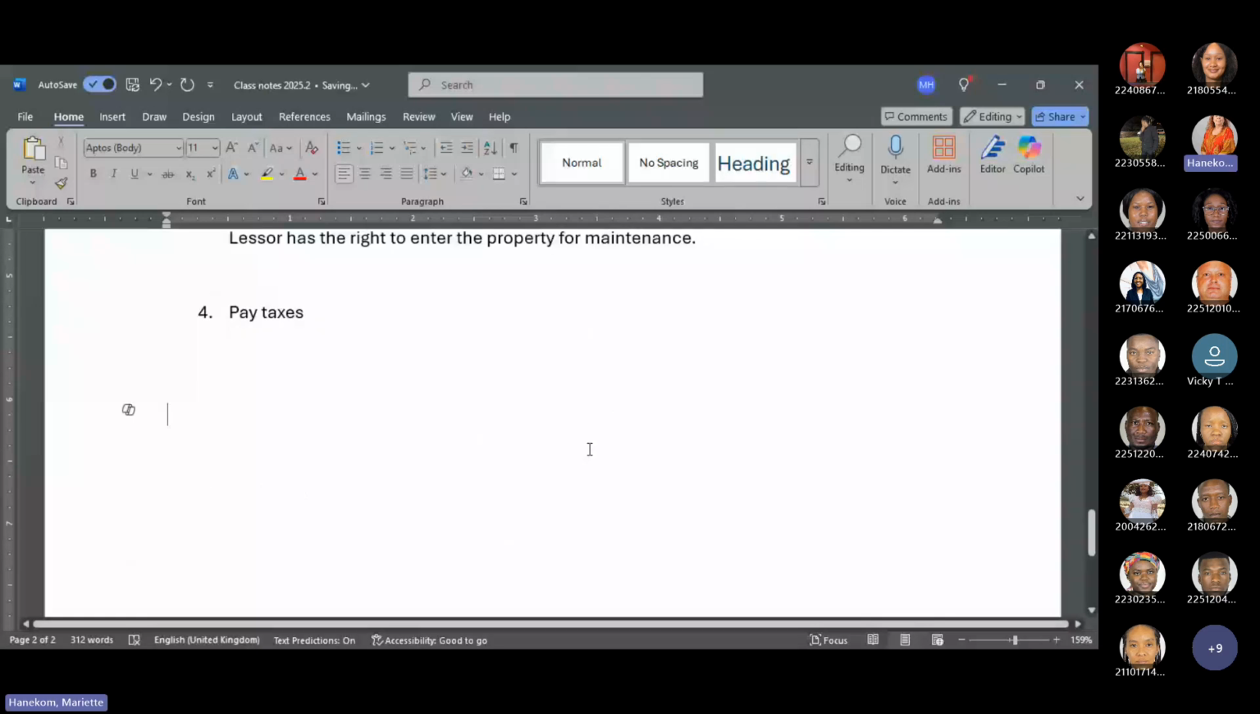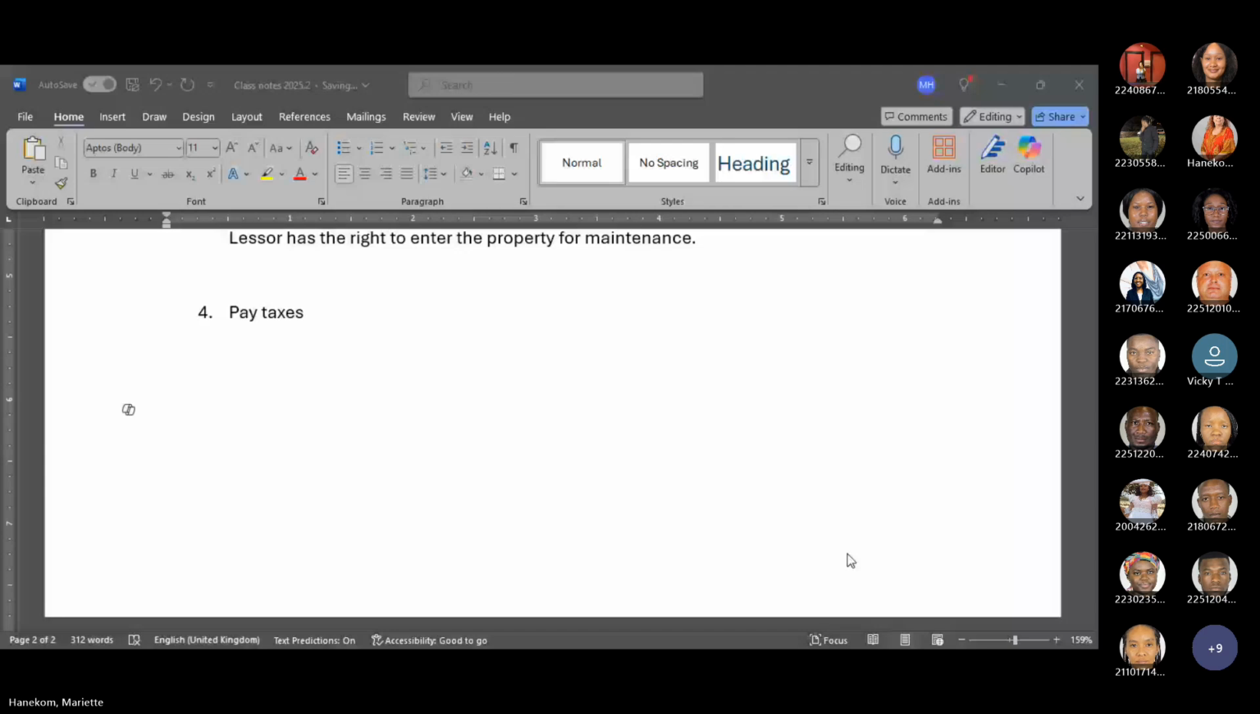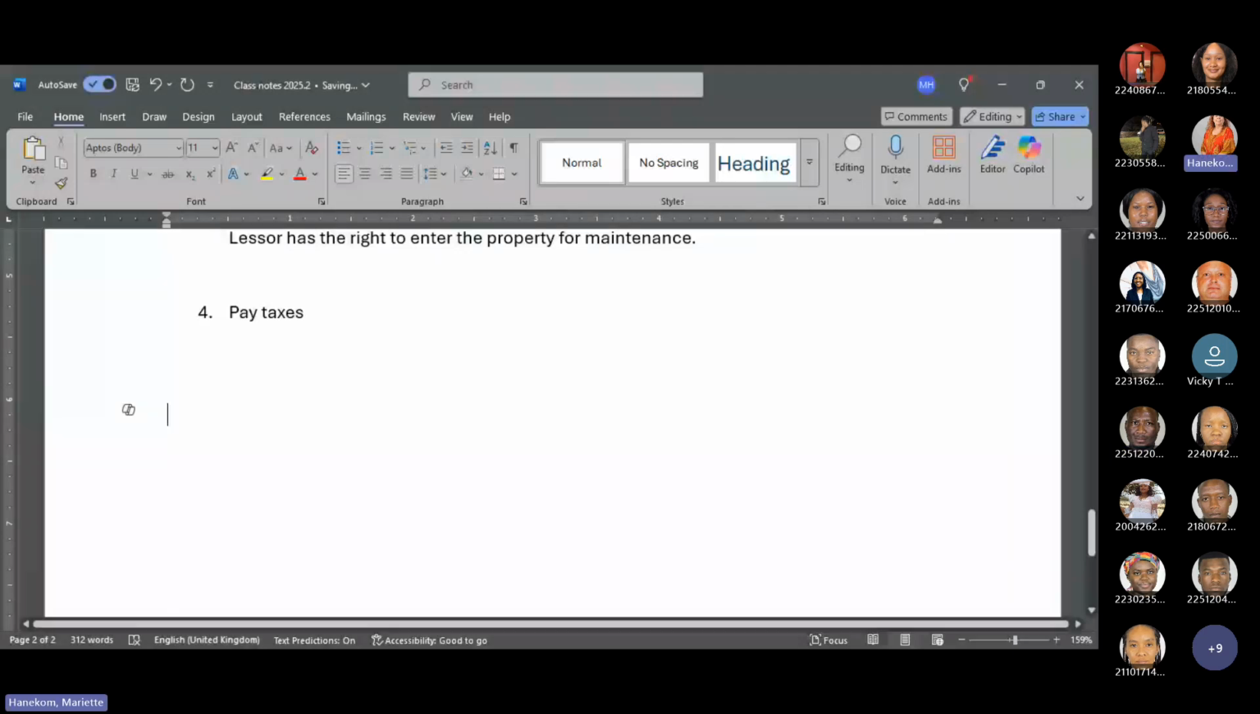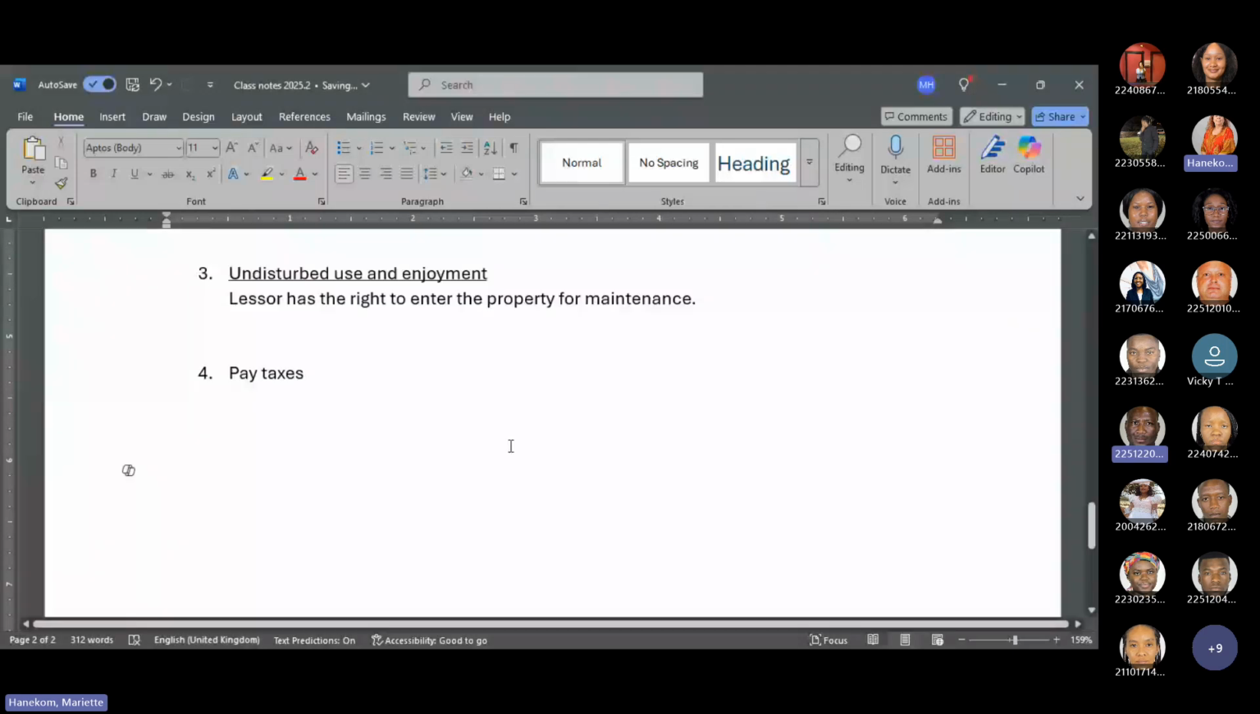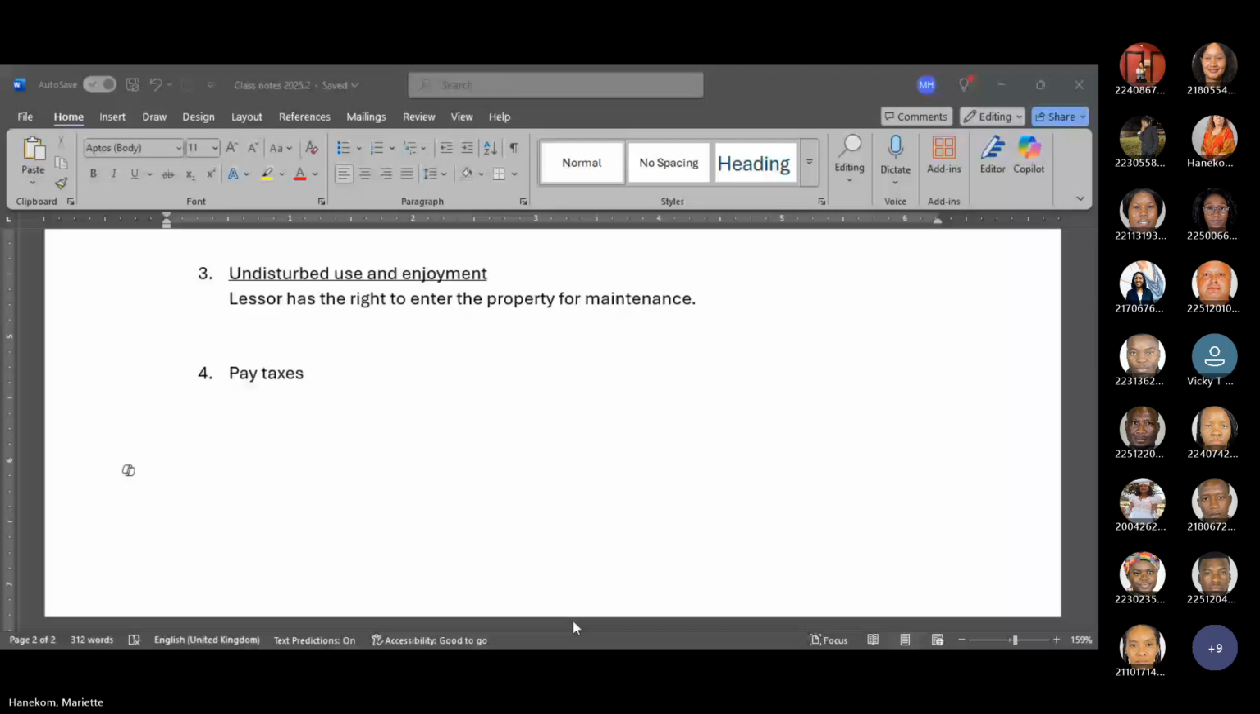Any questions? Fairly straightforward, actually. This unit on lease agreements is actually very much self-explanatory. I didn't actually even have to teach you. I could just have told you, just study that unit. It speaks for itself.